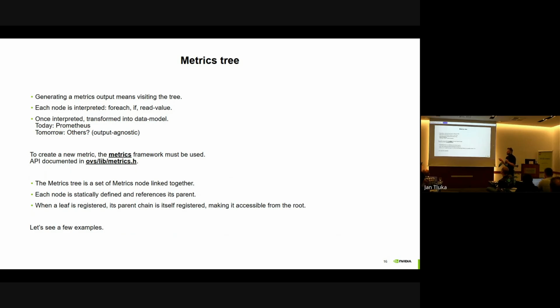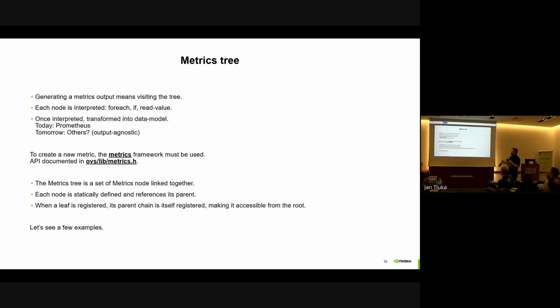In order to generate the output, you visit the tree and interpret each of the nodes: execute the for each, execute the if, and then read the values that are in the leaves. Once it's interpreted, it is formatted into a Prometheus format. But this format path is generic: right now it's Prometheus, but nothing prevents us from moving to other kinds of formats in the future.